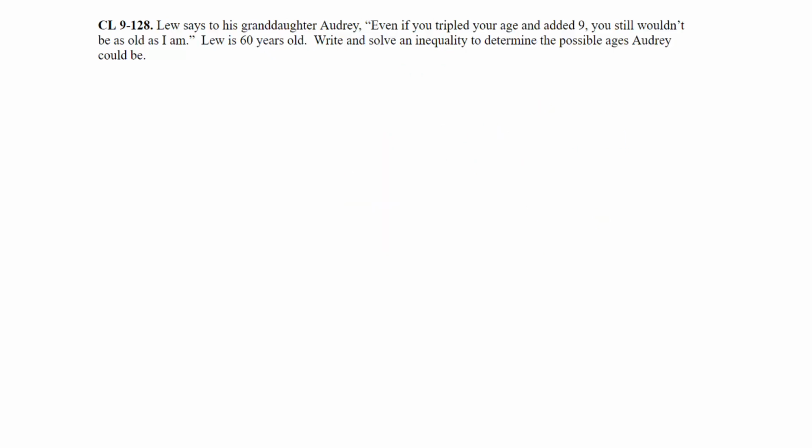Question 128. Lou says to his granddaughter, Audrey, even if you tripled your age and added 9, you still wouldn't be as old as I am. Lou is 60 years old. Write and solve an inequality to determine the possible ages Audrey could be. Okay, so let's set up our let statement. Let A equal Audrey's age.